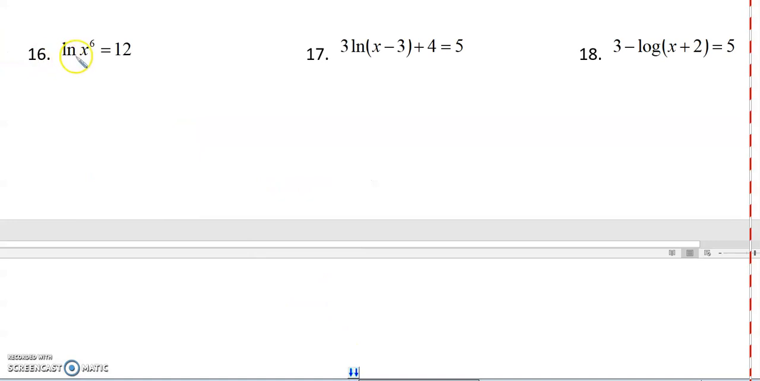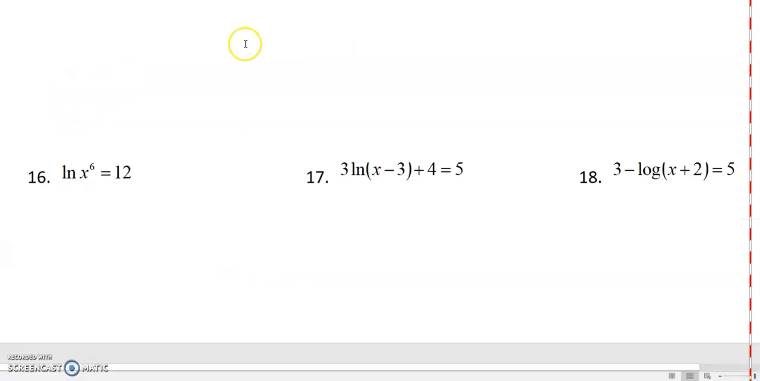So for this one, remember we have an understood e base. Okay, so e to the exponent 12 equals x to the 6. Now, this looks a little unusual because I have a power of 6. In your calculator, you have the ability to put a power of 6. All right, so we're going to take the 6th root of e to the 12th. All right, so let's get to our calculator.